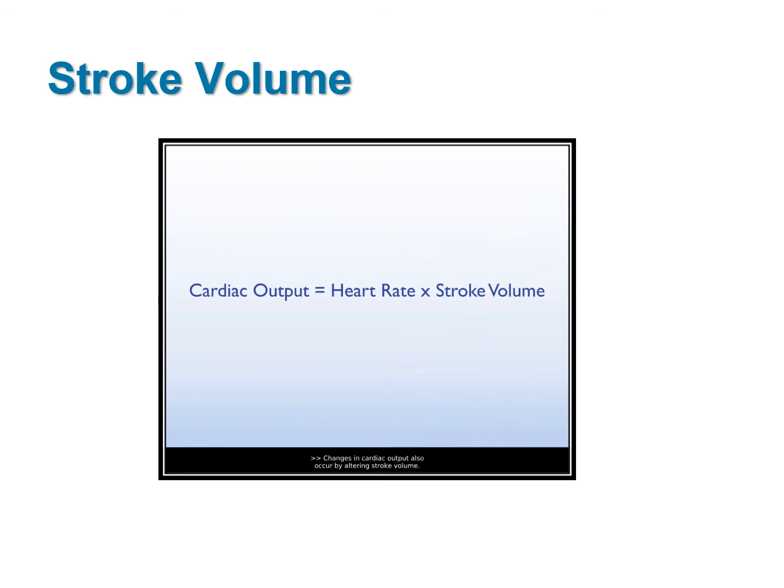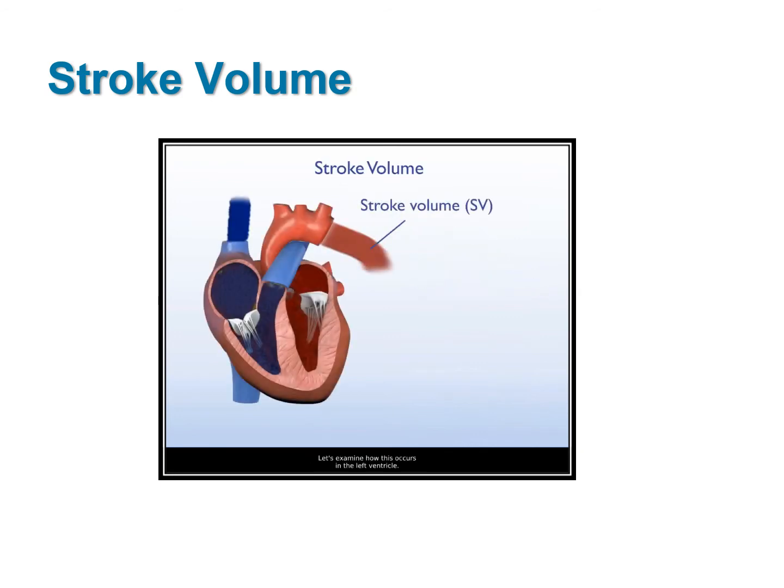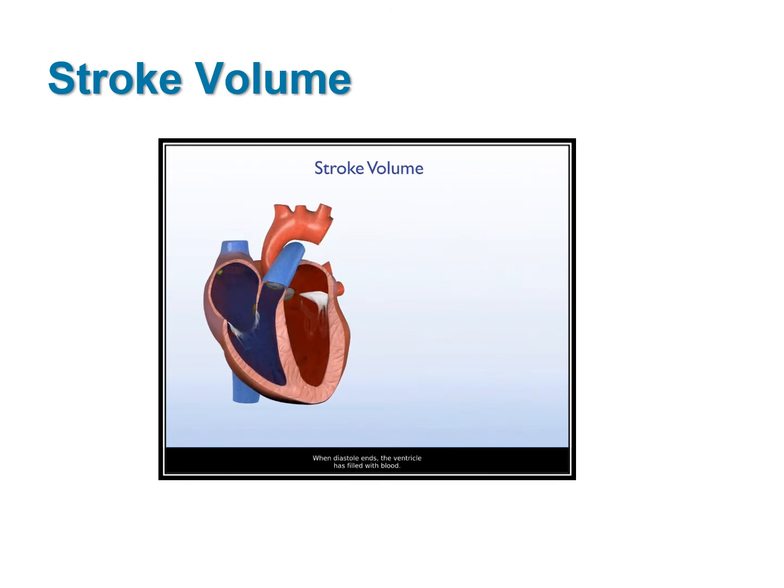Changes in cardiac output also occur by altering stroke volume. Let's examine how this occurs in the left ventricle. When diastole ends, the ventricle has filled with blood. This volume of blood is the end diastolic volume, or EDV, shown here as 120 milliliters.